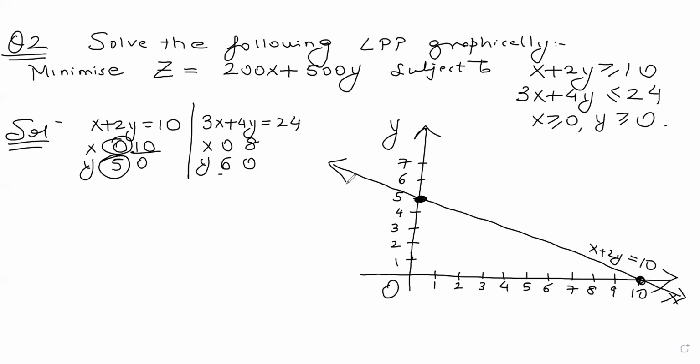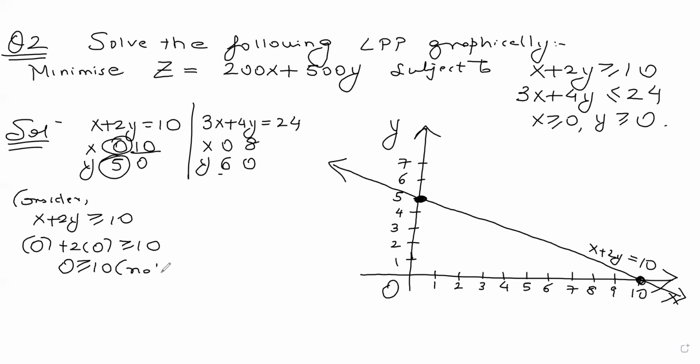Now guys, where will I shade? So consider x plus 2y greater than equal to 10. Put x and y both as 0. So 0 plus 2 into 0 greater than equal to 10 is 0 greater than equal to 10, not possible. So shading away from the origin.